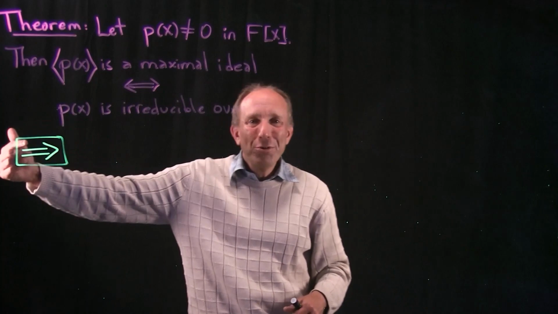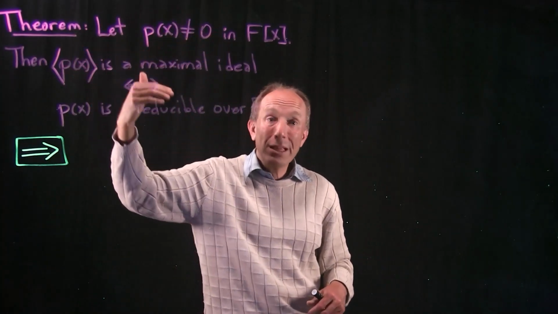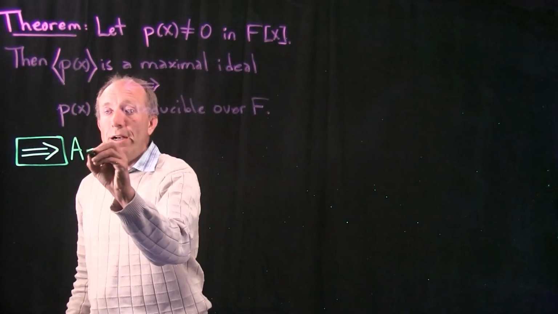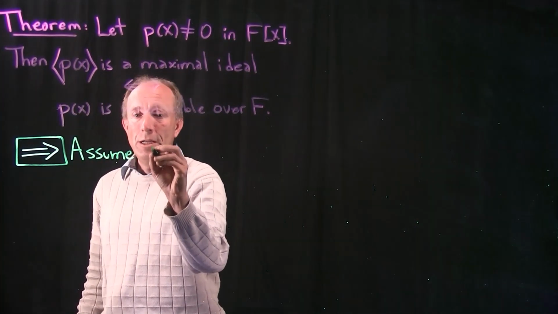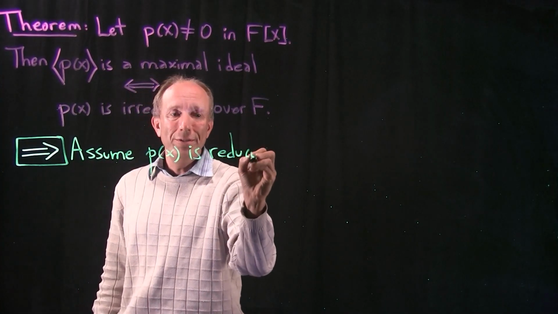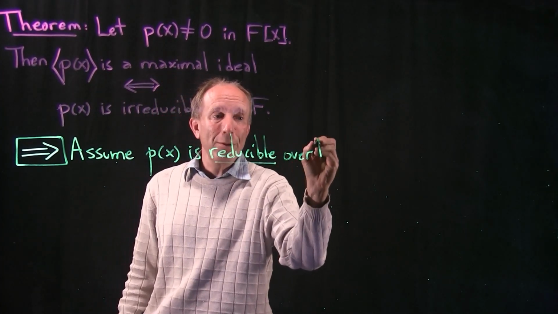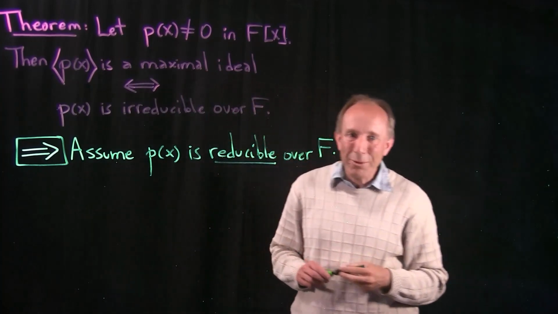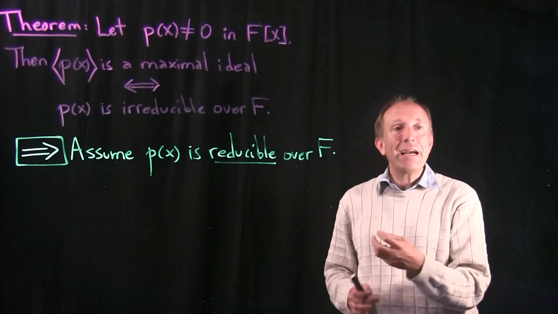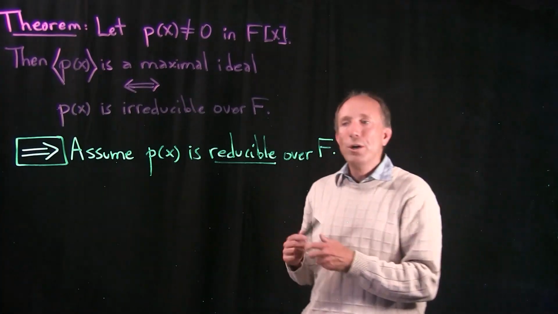So if I want to prove the forward direction, that one of these ideals being maximal implies that p of x is irreducible, I'm going to start by assuming that p of x is reducible. That it is reducible over capital F. We're going to start that way. This just means that we can factor p of x as a product of two polynomials of lower degree.